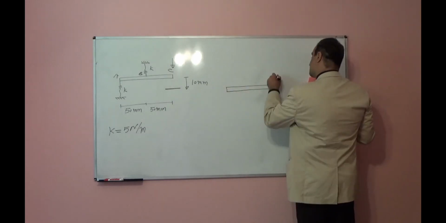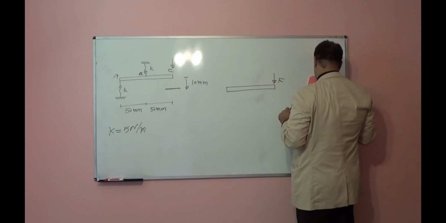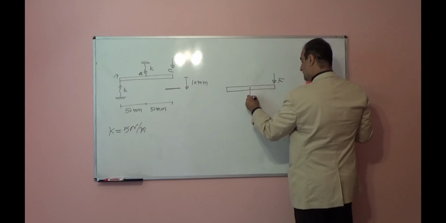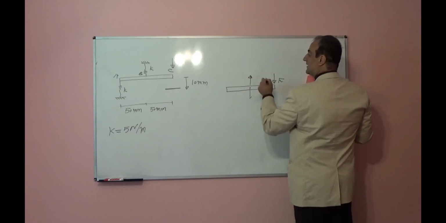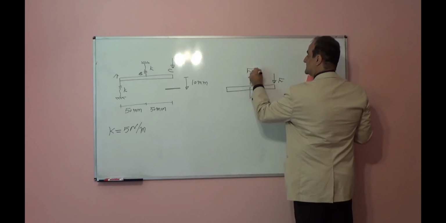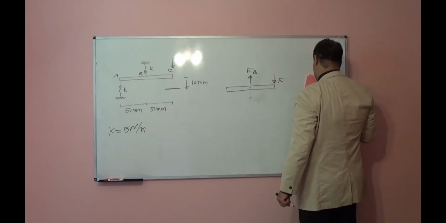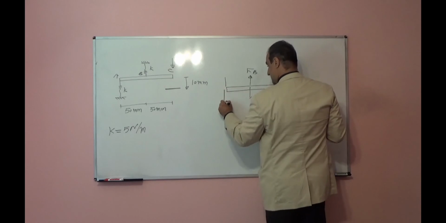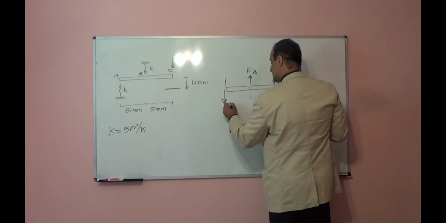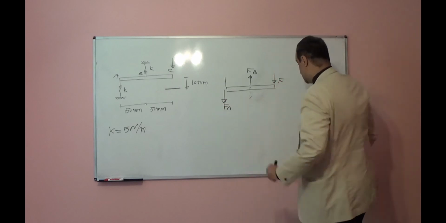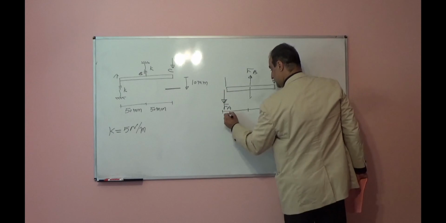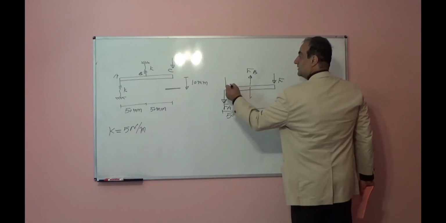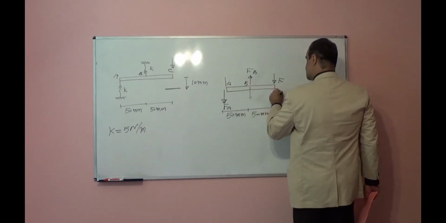Draw free body diagram. Here I want to find force F. I want to find the magnitude. If I apply force F, point B will move down. So we will have one force upward here. It is FB. And point A will move up. So we will have another force downward in the inverse direction, FA. And this is 50 millimeters. Point A, point B, point C.